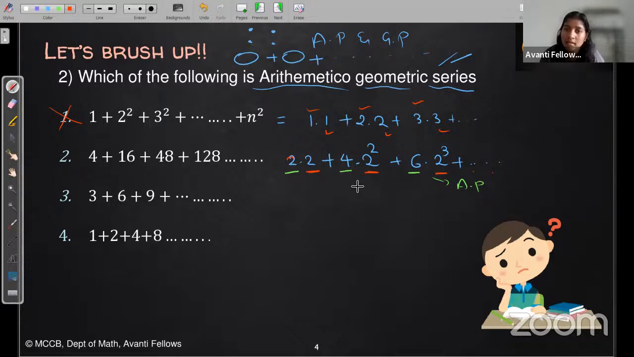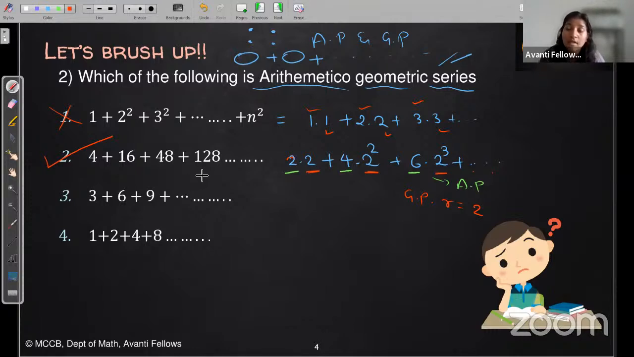They are in GP, right? GP with a common ratio equal to 2, isn't it? So take the ratio of consecutive terms, you will get the same ratio. So this 2, 2 square, 2 cube, these are in GP. So as this is the combination of AP and GP, we can say this series is an arithmetico-geometric series.